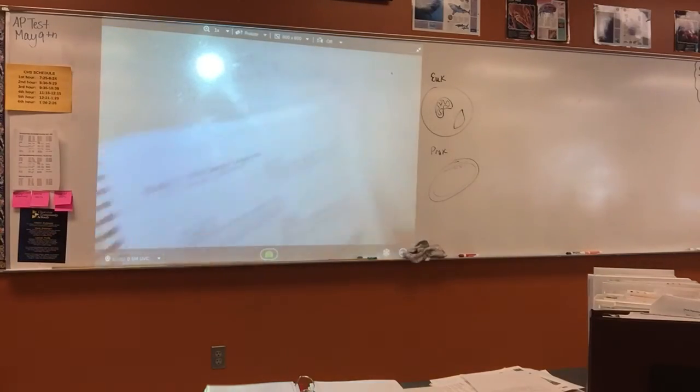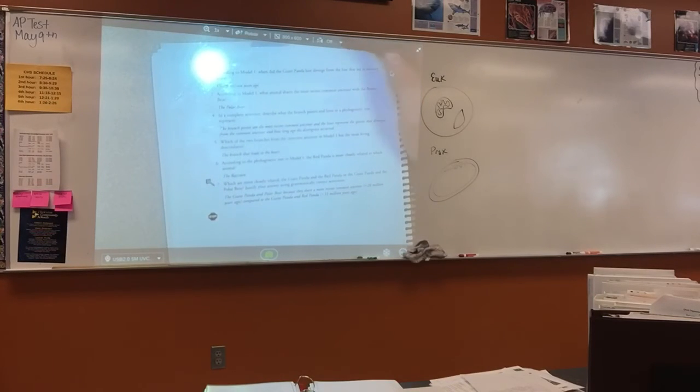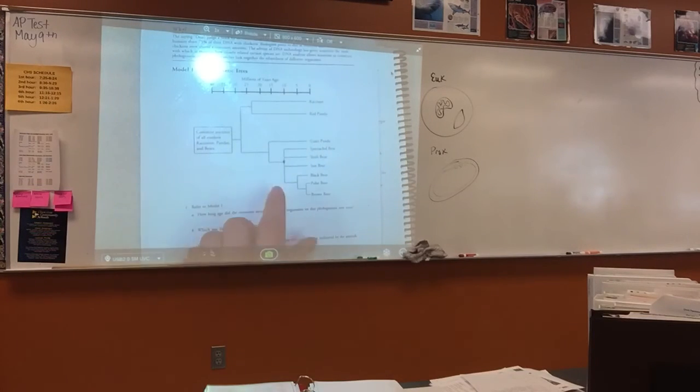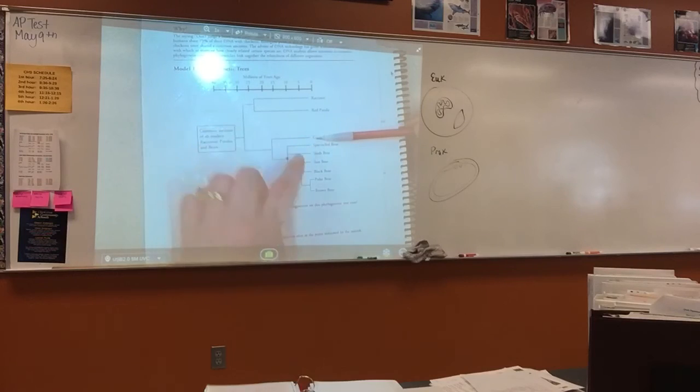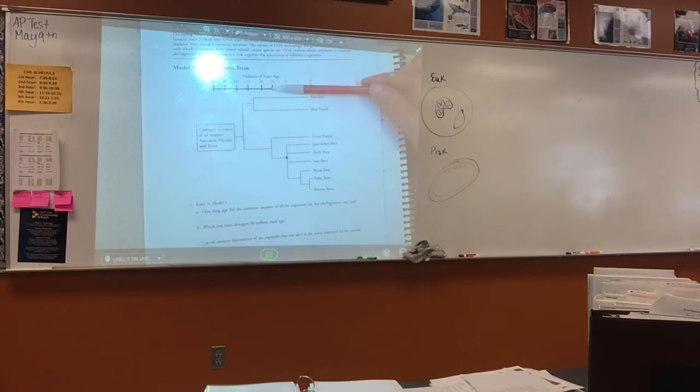So then number two, when did the giant panda diverge? That line diverged from the line that led to modern bears. Going back to here, here's your giant panda, and here's the modern bear. So we go back to the common ancestor here. We go up about 18 or so million years ago. You can kind of estimate from that. I don't know if it's exactly in the middle, maybe 17.5.